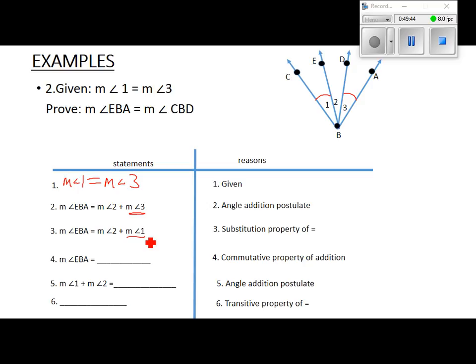Now, does anybody know what commutative property of addition is? We didn't talk about this one. Commutative property, commute, what's commute mean? Move. Alright, you move. And all it's saying is you move them. So commutative property of addition says 4 plus 2 is the same as saying what? 2 plus 4. So all it's going to do is take these two and flip them around. So measure of angle 1 plus measure of angle 2.